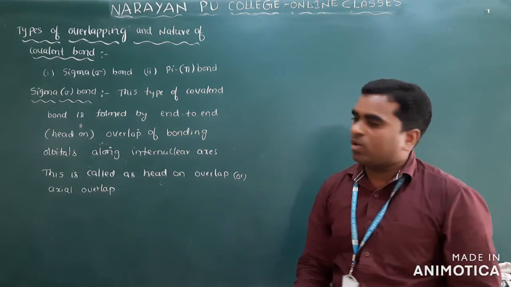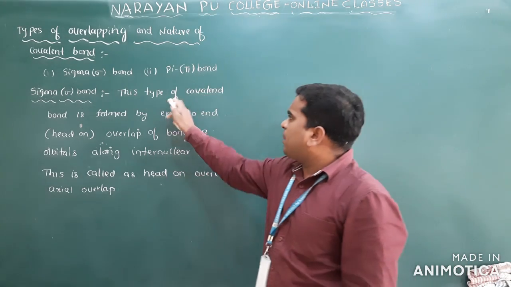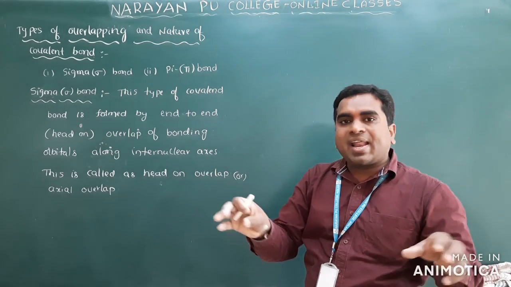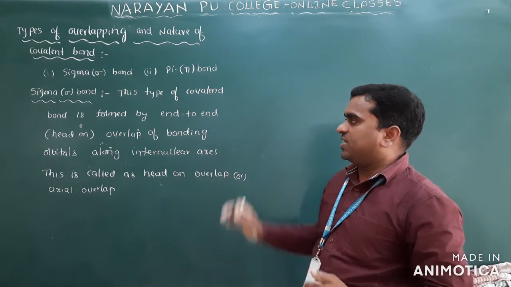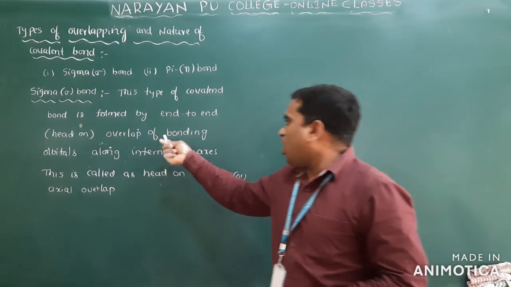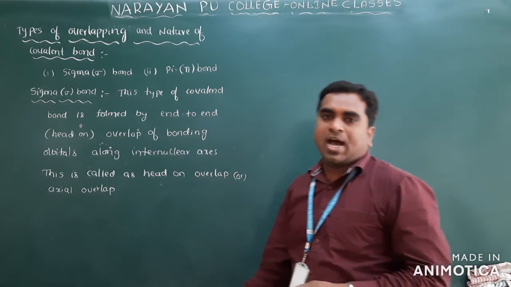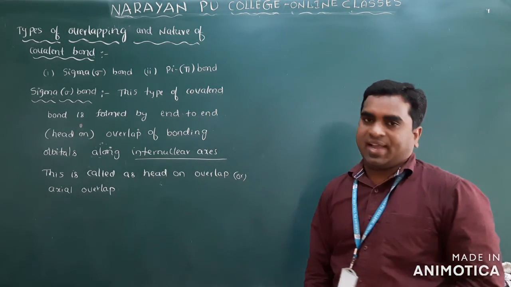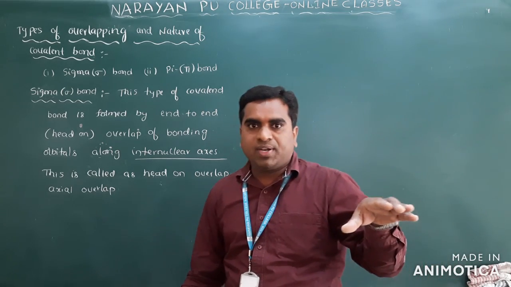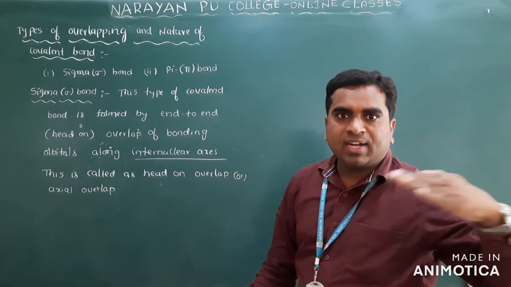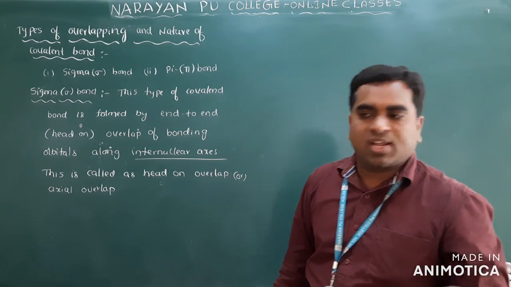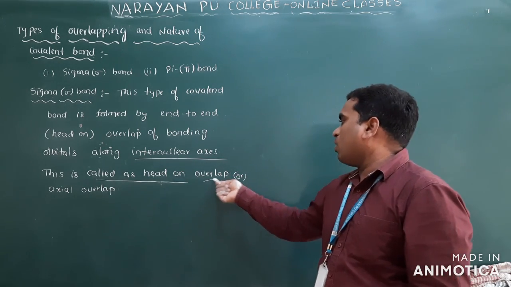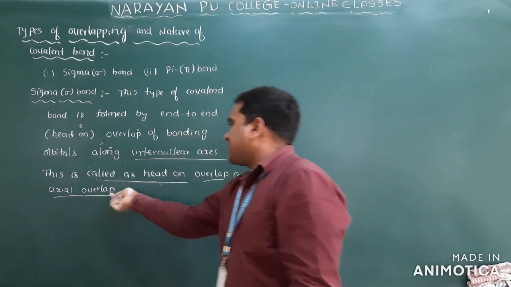This is about the sigma bond. Simply, this sigma bond is formed by end-to-end or head-on overlap of the bonding atomic orbitals along the internuclear axis. The overlap should take place along the internuclear axis. Which one is taken as the internuclear axis here? Z axis. And this can also be called head-on overlap or axial overlap.